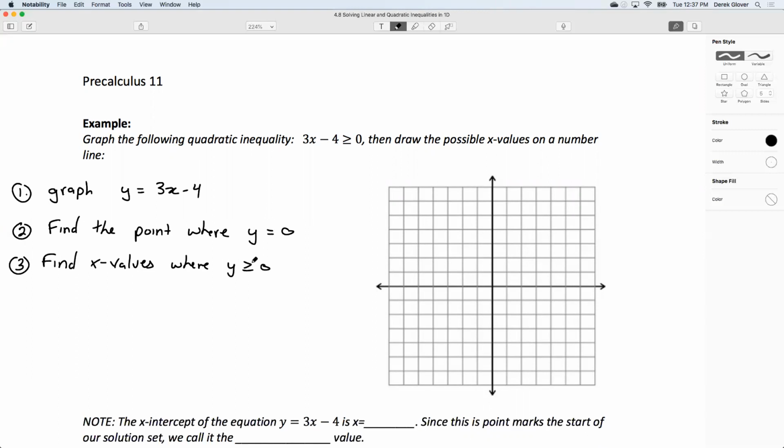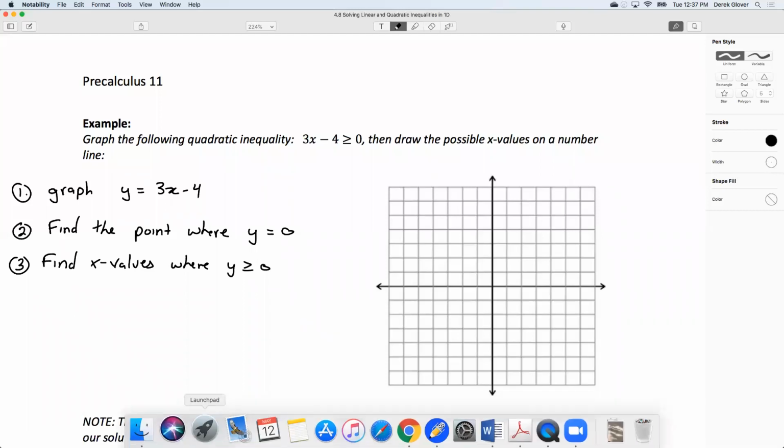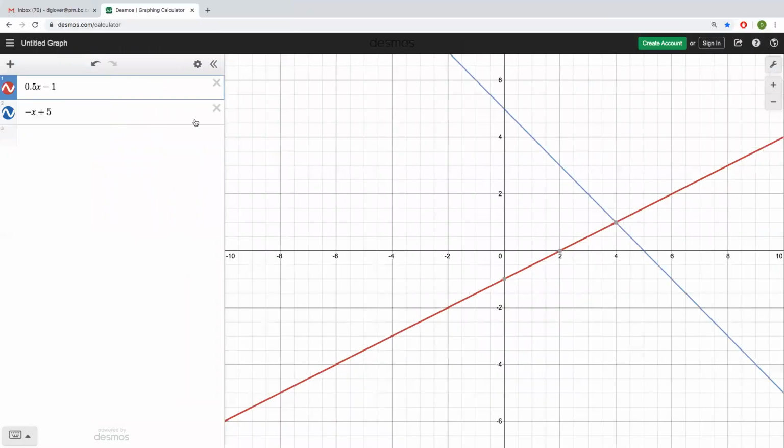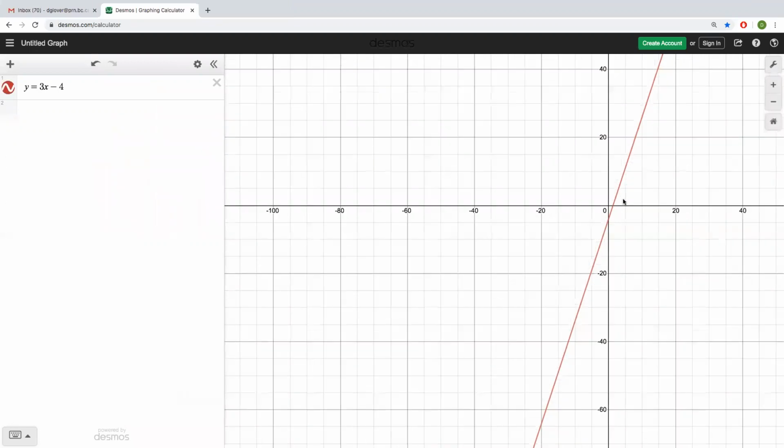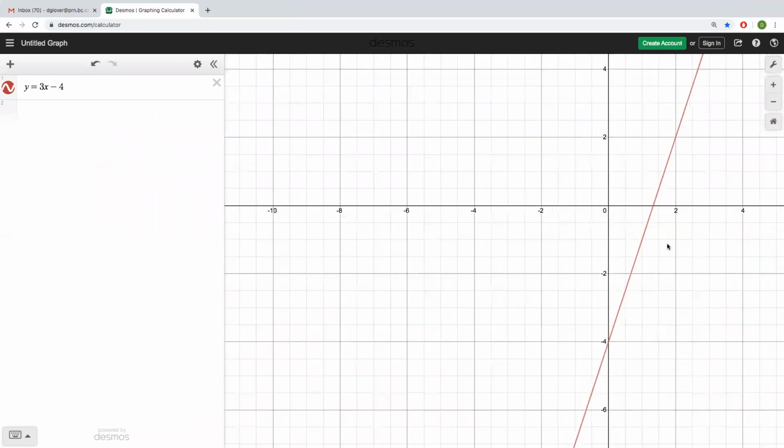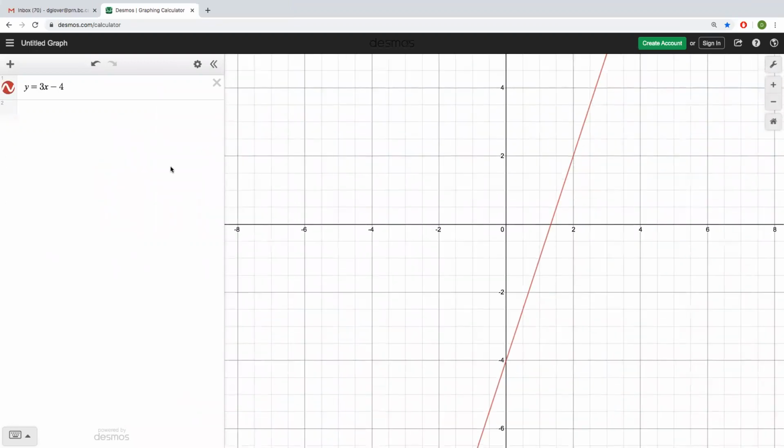So we're going to have to switch to Desmos to get started on this, and we're going to have to graph our function. So we're interested in 3x minus 4. So going over to Desmos, y equals 3x minus 4. So we've got this as our function. And we can zoom out or we can zoom in, but we're not really interested in that. What we're interested in is finding the point where it's greater than or equal to 0, or finding the range of values. Okay, so I'm going to go to where it is 0.